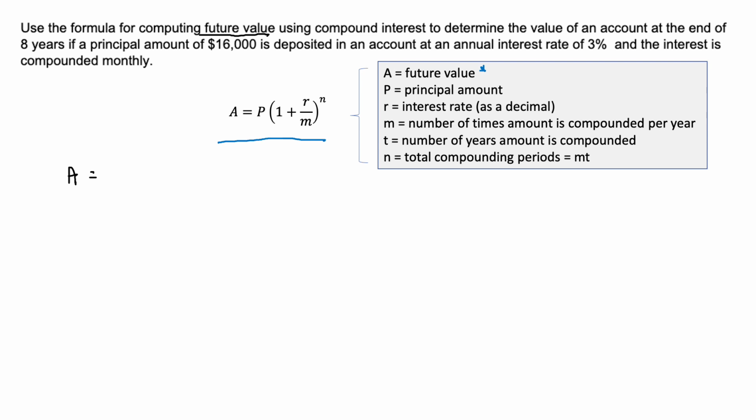Now I want to find the value for P. So P is the principal amount. Our word problem says that the principal amount is $16,000. So I'm going to plug in a 16,000 for P.